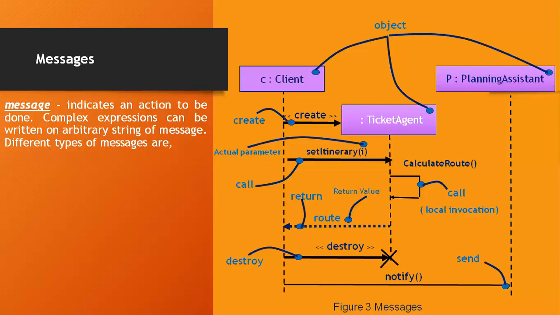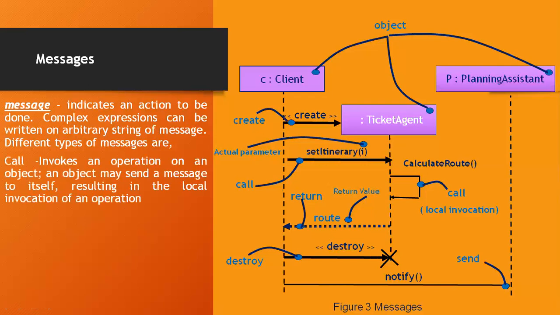In UML, we can model several kinds of actions like create, call, return, destroy and send. All these are different actions. The first one is call. The call will invoke an operation on an object, and an object may send a message to itself, resulting in the local invocation of an operation.